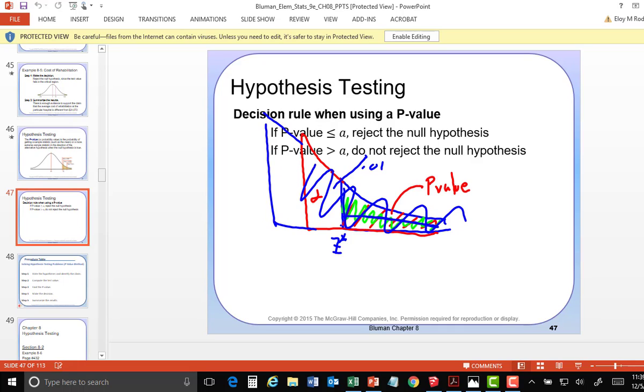So let's work on some p-value examples. Oftentimes when you read in the newspaper, I notice that they don't give the test statistic, they give you the p-value. And then you just compare the p-value to the level of significance. And that's what they report. Okay, so let's clear that.